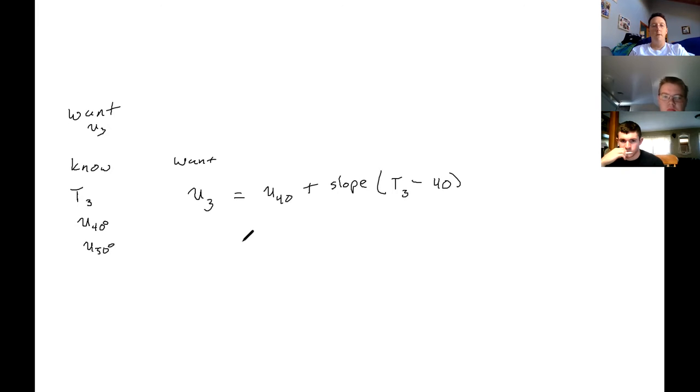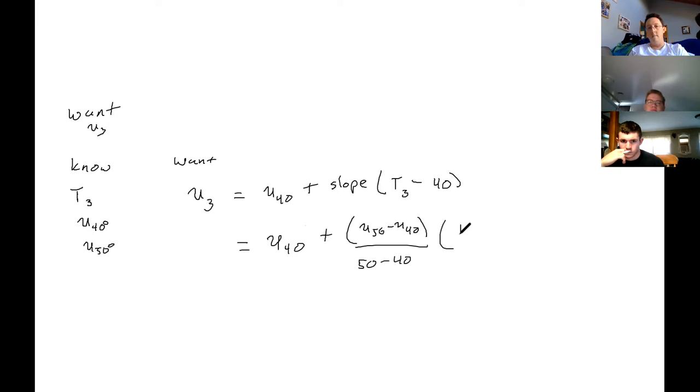And then the formula for slope is just going to be, so I'm just going to use these things to get the slope. So in this case, it's going to be U50 minus U40 divided by 50 minus 40, times T3 minus 40. Yep. And so that's how you're going to do it. By the time you get to this point, you're either going to just read these numbers out of the table, and T3 you're going to have already calculated. So you just read them off and plug them in. Yep.